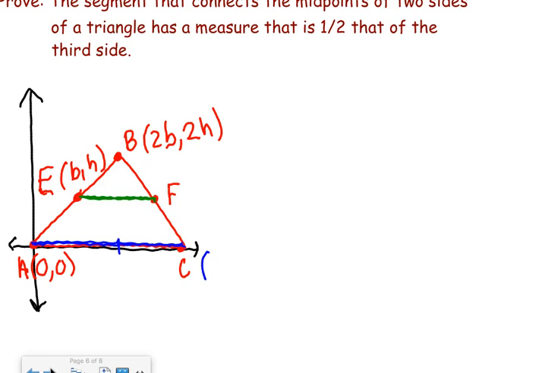So I know right here is 2B. Let's talk about F. I don't really know what this distance is, so can I call it 2A? Sure. Because then what would this total distance from A to C be? 2B plus 2A.